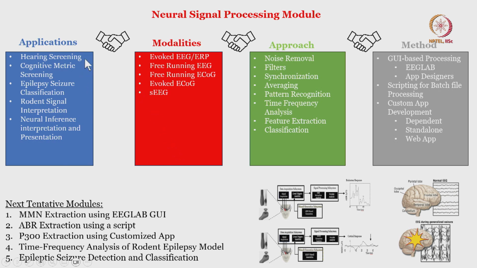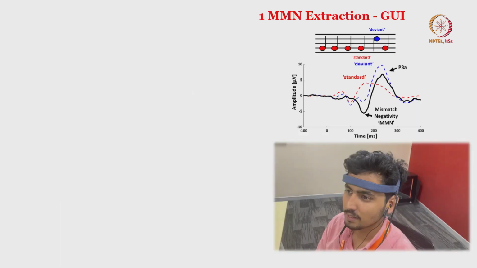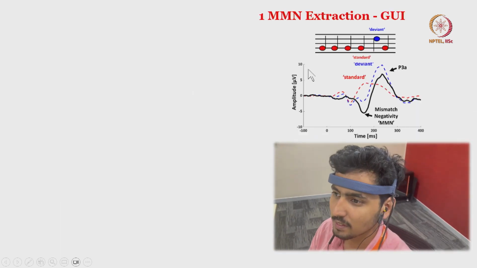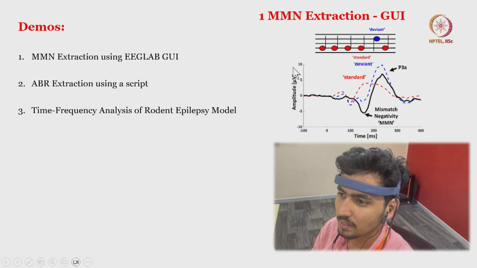As I already explained, each application can be achieved by several different biopotentials or neuropotentials, using all these signal processing approaches and methods. Now we'll see some of the demos very quickly from the list I have shown. So this is basically the list of demos.